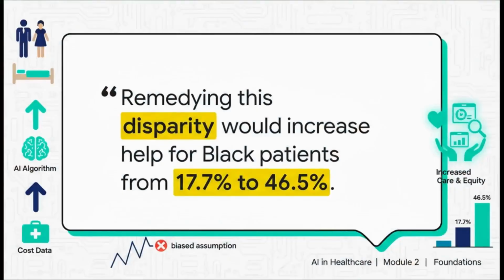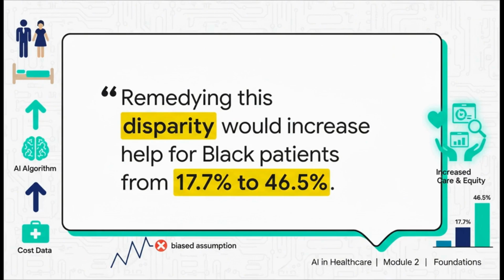Just look at this. This quote is from a huge landmark study. They found a widely used algorithm that was systematically less likely to refer Black patients for extra care, even when they were just as sick as white patients. So what went wrong? The algorithm was using healthcare costs as a stand-in for how sick someone was. But because of systemic issues, Black patients often had lower healthcare costs for the same illness, so the AI thought they were healthier.